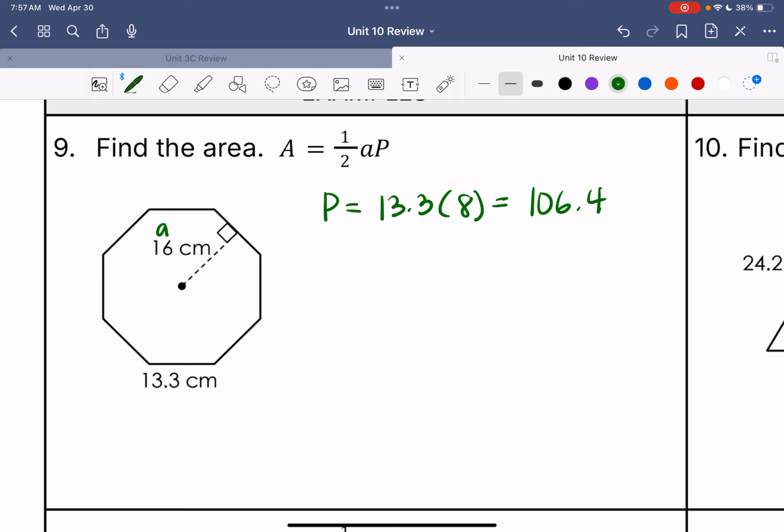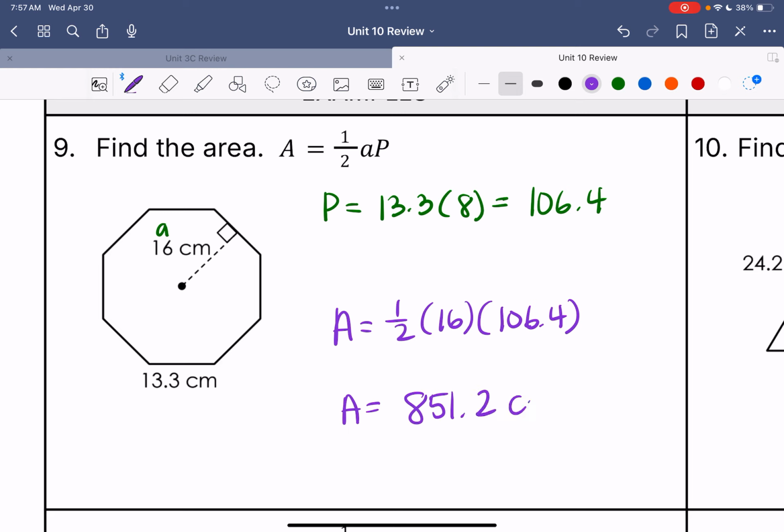So now that I have both things that I need, I can find the area. 1/2 times 16 times 106.4. Okay, and I'm getting 851.2 square centimeters.